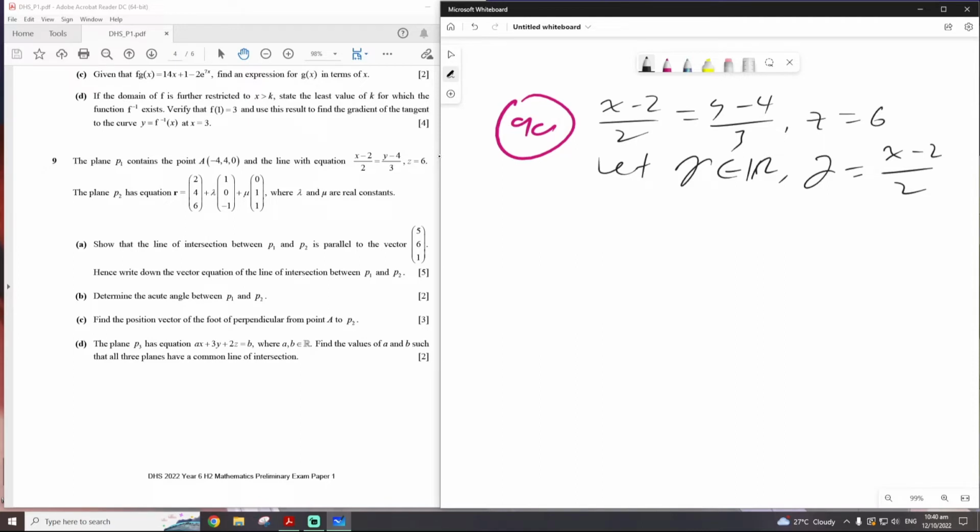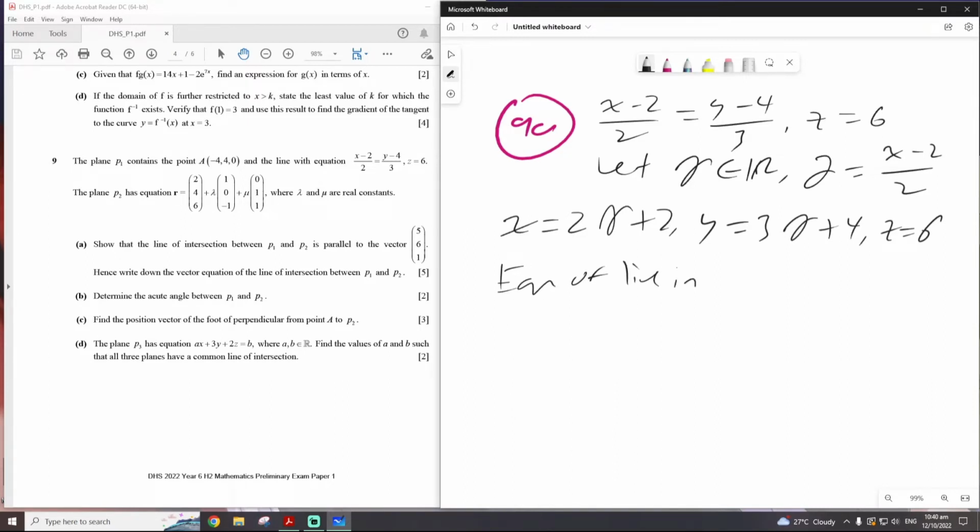So x is 2 gamma plus 2, y is 3 gamma plus 4, and z is still 6 without gamma. So L has equation. So the equation of the line in P1 is r equals (2, 4, 6), a fixed point, plus gamma (2, 3, 0), right? And then gamma is a real parameter.